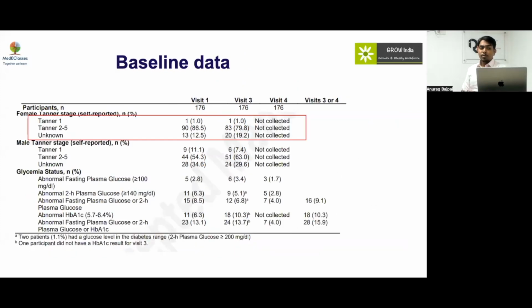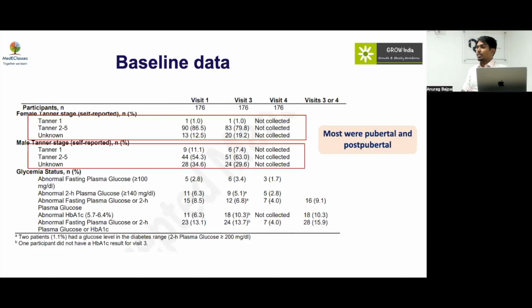If we see the pubertal status, then most of the children, male and female, were pubertal or post-pubertal. And at the baseline visit, 18% of patients had an abnormal HbA1c, and 28% of patients had an abnormal glycemic parameter or HbA1c.